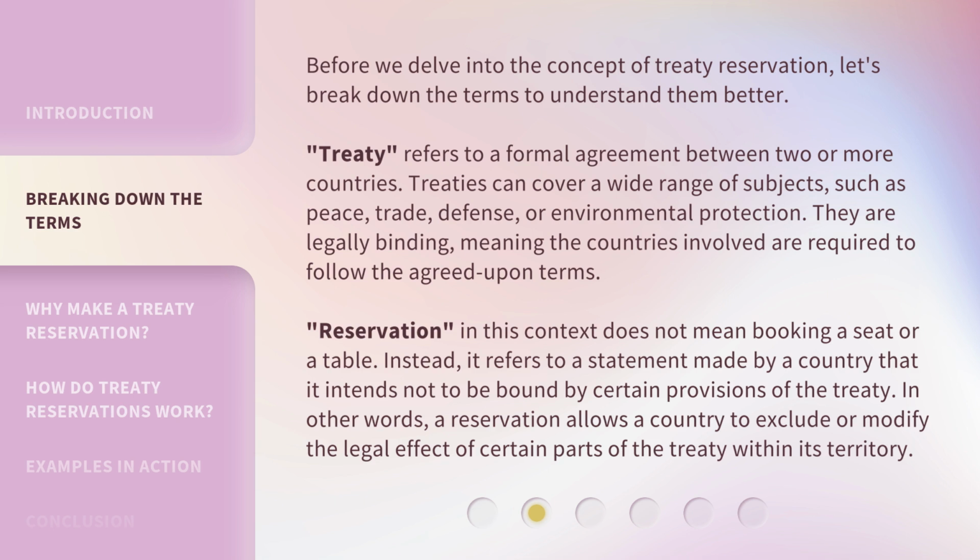Reservation, in this context, does not mean booking a seat or a table. Instead, it refers to a statement made by a country that it intends not to be bound by certain provisions of the treaty. In other words, a reservation allows a country to exclude or modify the legal effect of certain parts of the treaty within its territory.